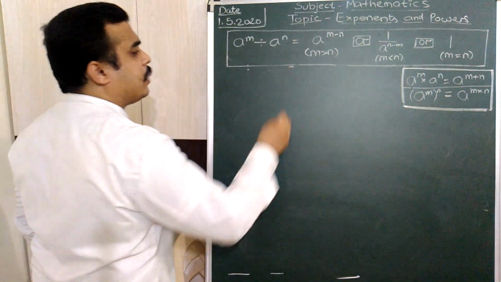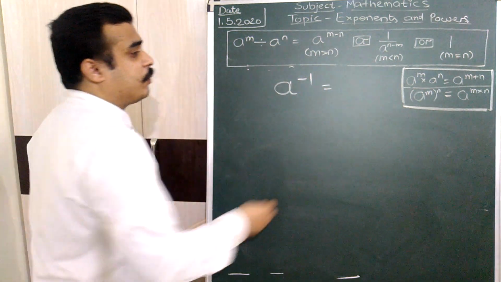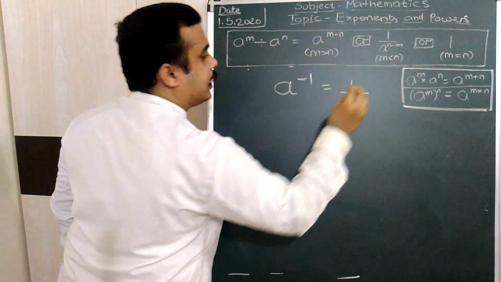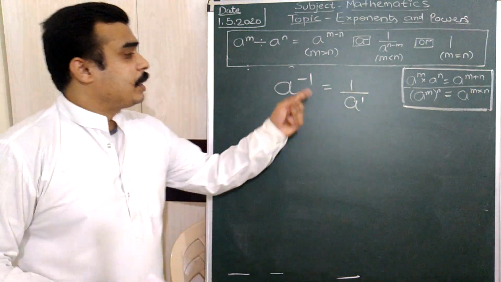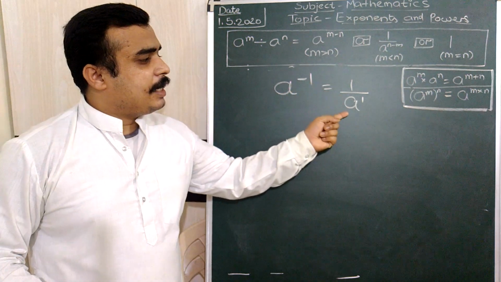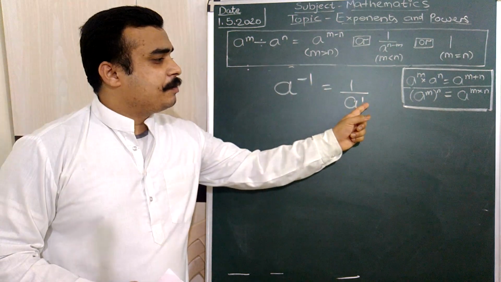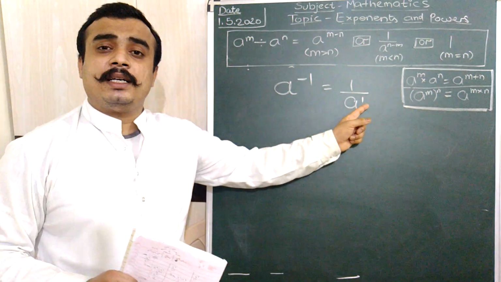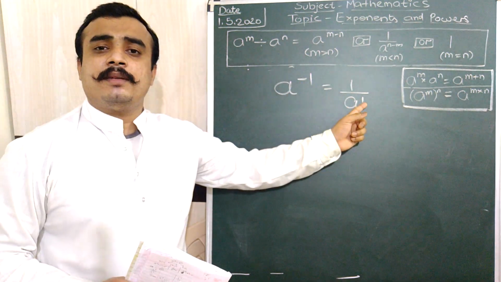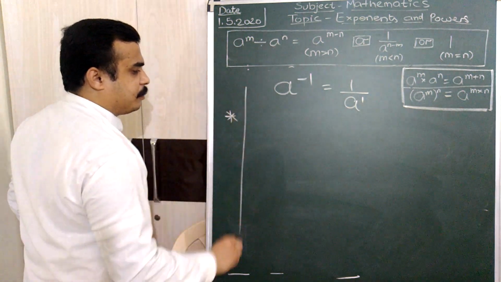Now suppose the power is negative, if the power is a negative number, then what will happen? A raised to the power minus 1 we can write as 1 upon a raised to the power 1. So whatever the power is, we keep the same power, but we have to change the sign. Here minus is there, now we have written plus.